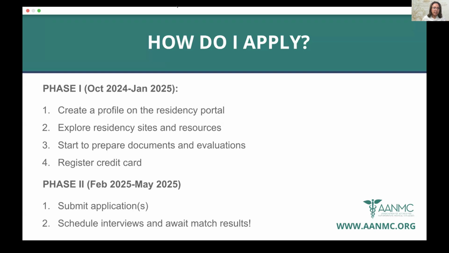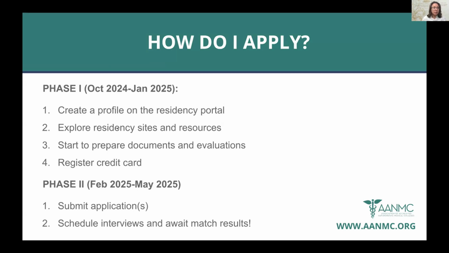You'll also want to prepare documents and evaluations. There are some things that need to be done by February, but there's a lot of information that you can gather between now and then. For instance, speak to some of your faculty supervisors who may be willing to be your references. You may want to get your CV ready, as well as have an opportunity to do some preceptors and investigate the different kinds of sites that are available. The other thing you need to do is make sure you register your credit card.